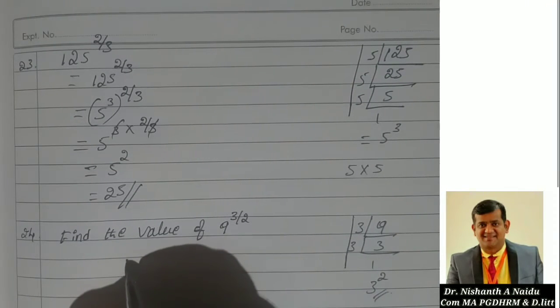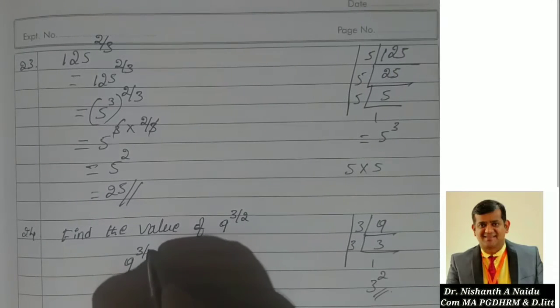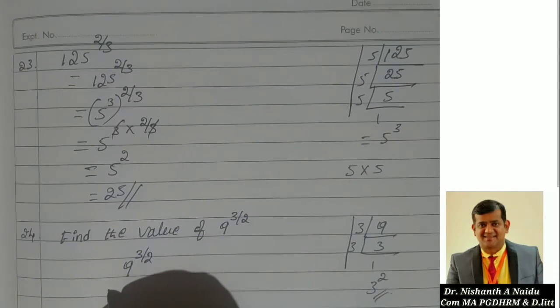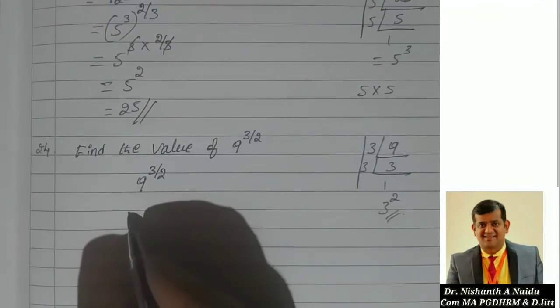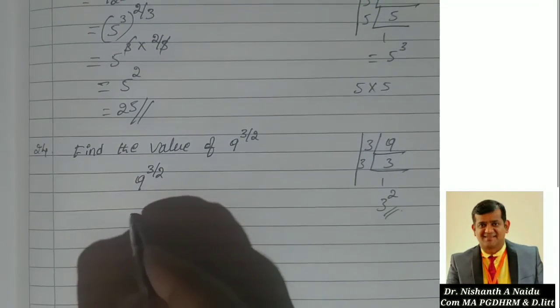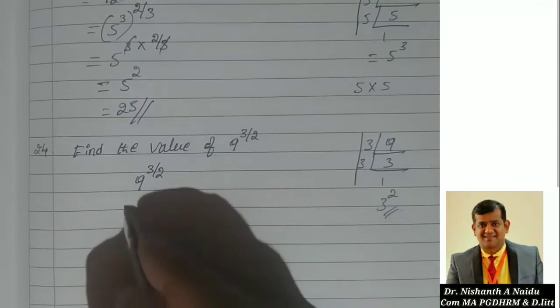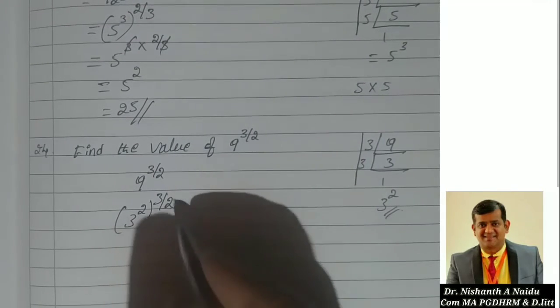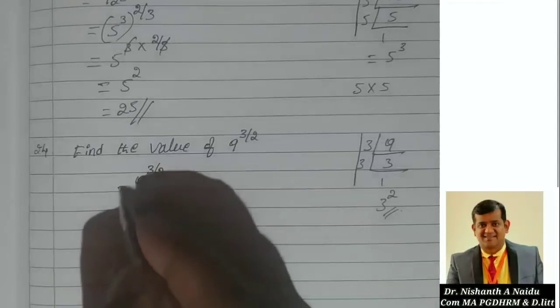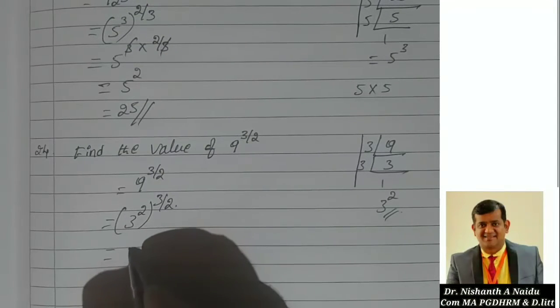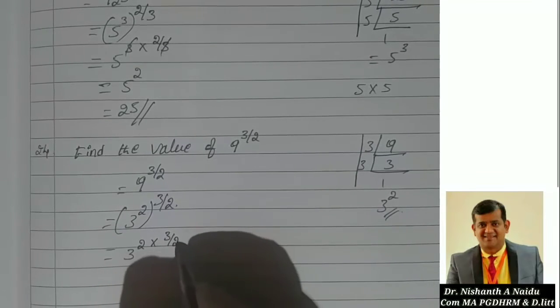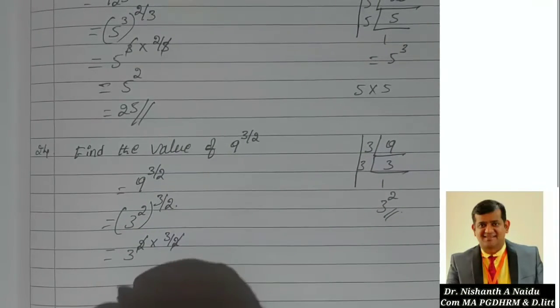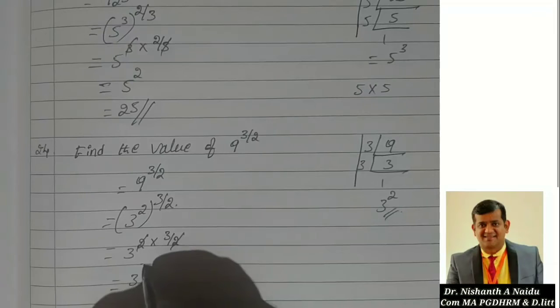So now the 9 to the power 3 divided by 2, when we convert it into LCM value, that will become 3 to the power 2 whole power 3 divided by 2. So now m into n, I am going to apply m into n, so that is 3 to the power 2 into 3 divided by 2. So 2 gets cancelled, 3 is left out, so the answer is 3 to the power 3.